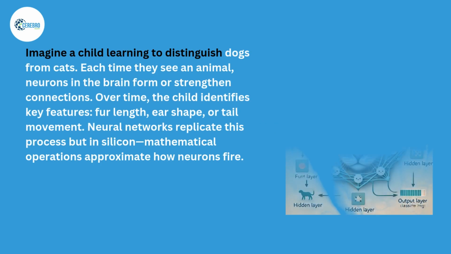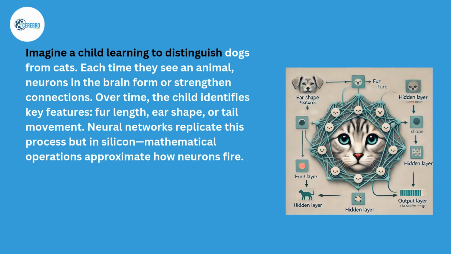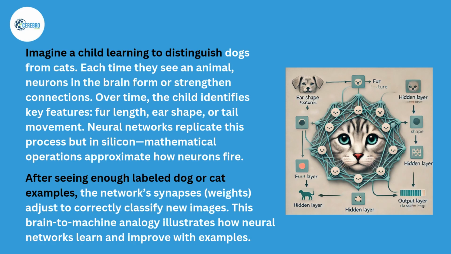Imagine a child learning to distinguish dogs from cats. Each time they see an animal, neurons in the brain form or strengthen connections. Over time, the child identifies key features: fur length, ear shape, or tail movement. Neural networks replicate this process, but in silicon, mathematical operations approximate how neurons fire. After seeing enough labeled dog or cat examples, the network's synapses, weights, adjust to correctly classify new images. This brain-to-machine analogy illustrates how neural networks learn and improve with examples.